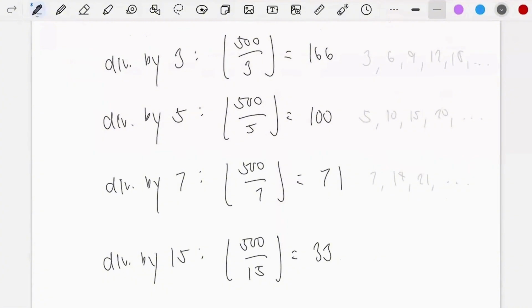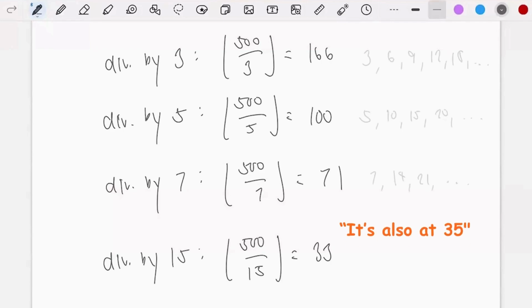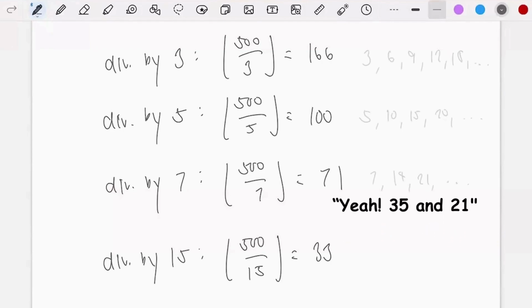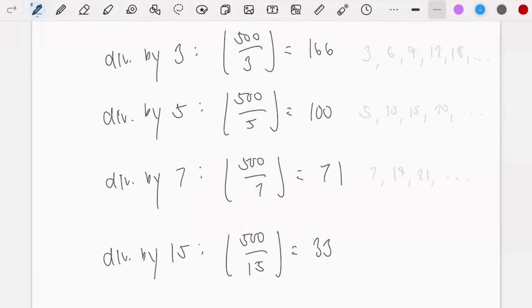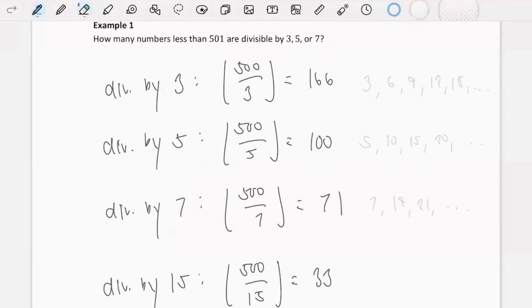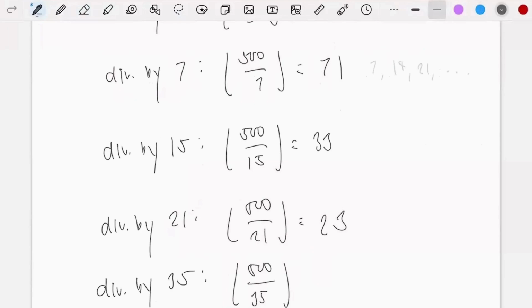Okay, but multiples of 15 aren't the only ones that are repeated. What else are repeated? Anyone have any ideas? Is it only multiples of 15 that are repeated? It's also 35 and 21, right? Because 21, you count it here because it's divisible by 3 and it's divisible by 7. So the number of numbers divisible by 21 is 23, and divisible by 35, that's 14.